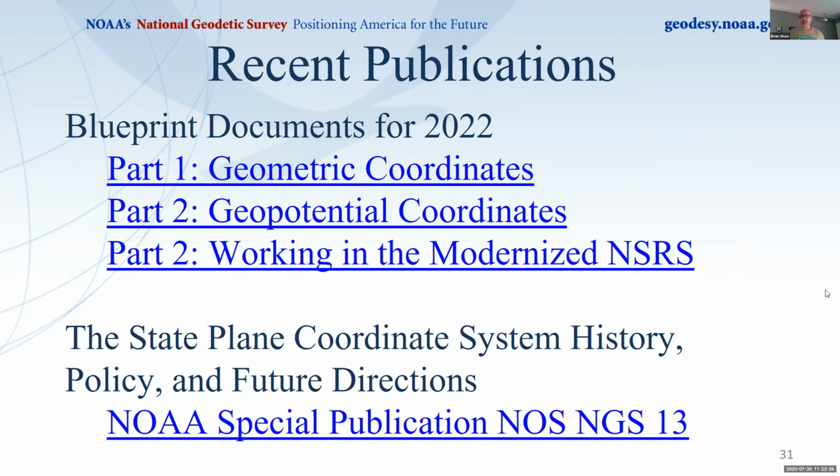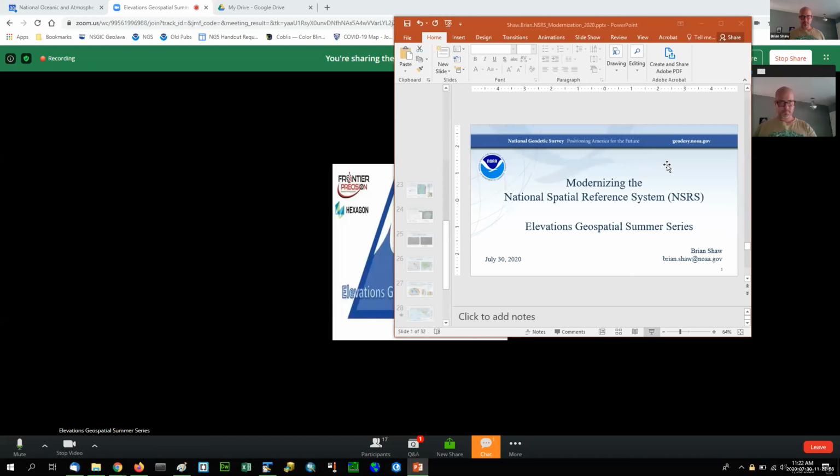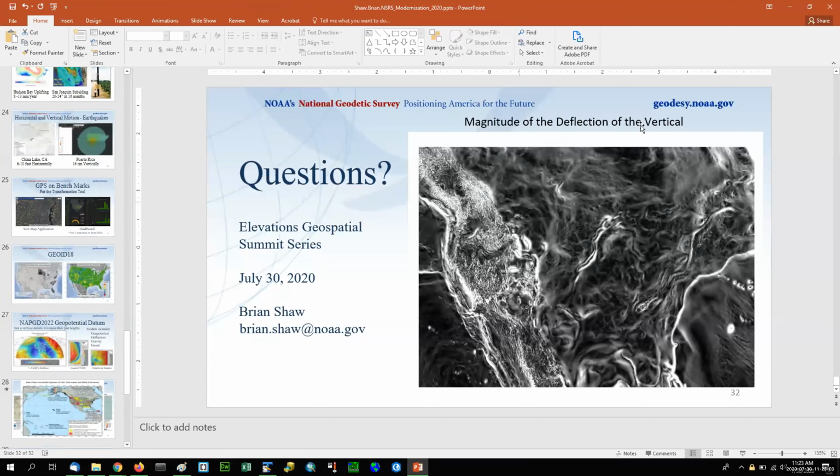Some of the recent publications that we've put out about this modernized spatial reference system are these blueprint documents. We're currently updating these, as many of them had items to be determined, which we've now determined. These should be out by the end of the year, as well as a State Plane Coordinate System history, policy, and future directions document. And with that, I think I was right around 30 minutes. But if there are questions, you can type them into the question and answer box or raise your hand.